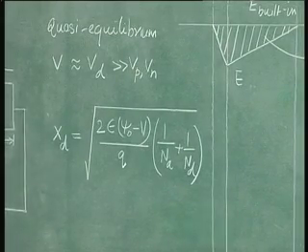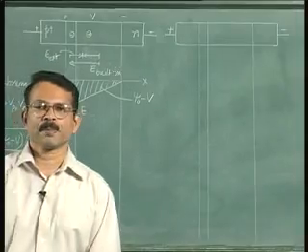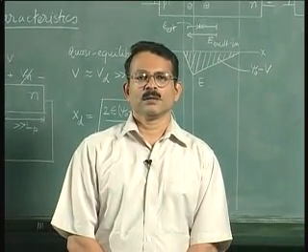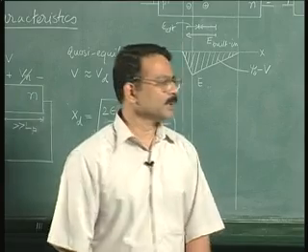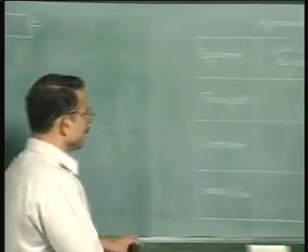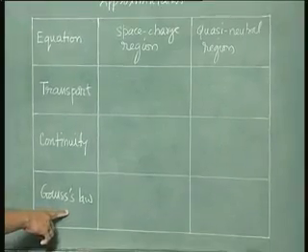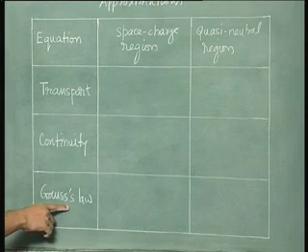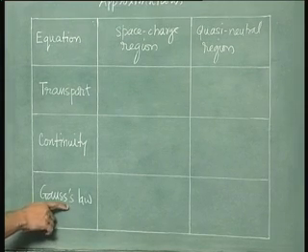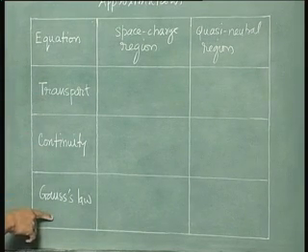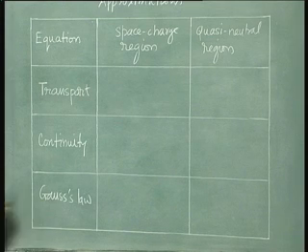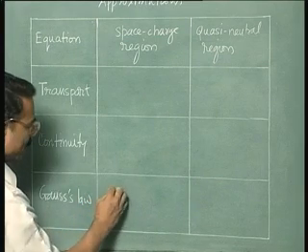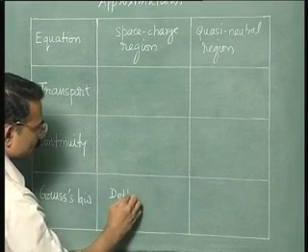So let us list this approximation that we have made. That is the depletion approximation in the space charge layer. And this approximation will be listed against the Gauss's law. So now we have used first the Gauss's law of all these equations to determine the reduction in the space charge region width under forward bias. So here we make the entry depletion approximation.